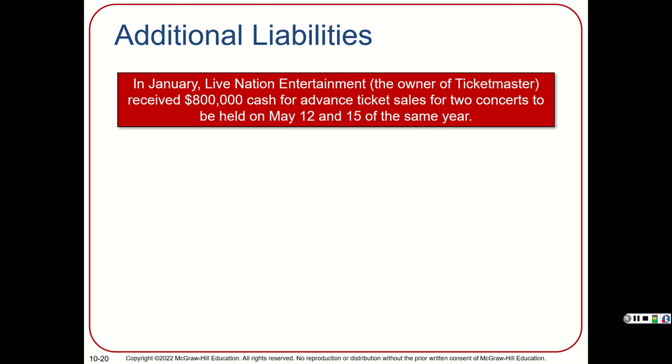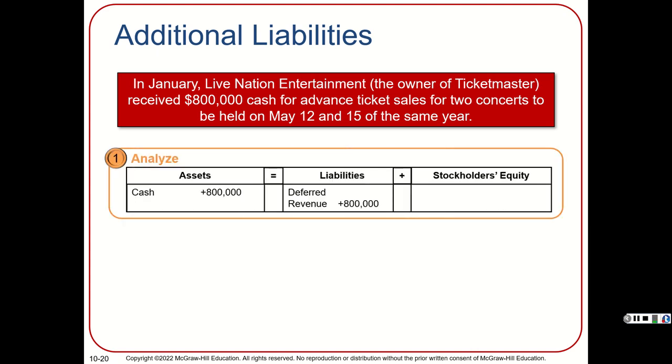In January, Live Nation Entertainment, the owner of Ticketmaster, received $800,000 cash for advanced ticket sales for 2 concerts to be held May 12th and 15th of the same year. So think about this. In January, they've received $800,000 in cash. Can they record the revenue? No, because they have not delivered the service that comes with that cash. So we are going to put it in our deferred revenue. Our cash increases $800,000. Our deferred revenue increases $800,000, which is a liability.